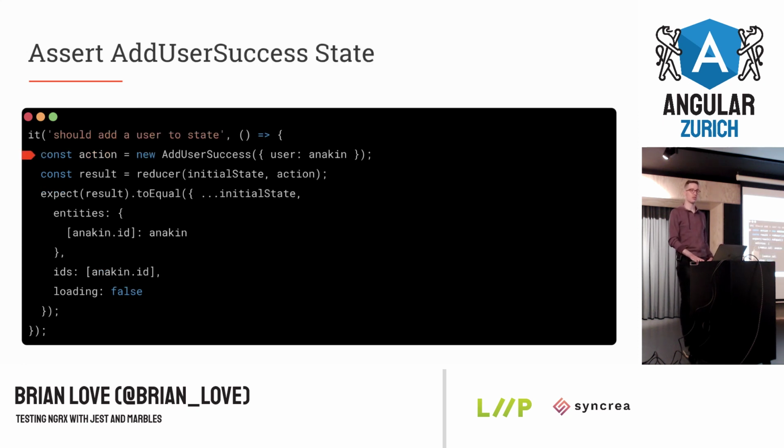The same is true for add user success. We're going to new up our add user success action. We're going to invoke our reducer with our initial state and the action that's going to be mutating our state. And we're going to expect that our state that comes back is the initial state, plus we've got our entities. So if you're familiar with the NgRx entity library and the way it stores collections, it stores collections in two properties for each entity collection. It's got a dictionary, or an object, if you will, of entities, which are ID based as the property, or the key, if you will, and then the value of that object property.